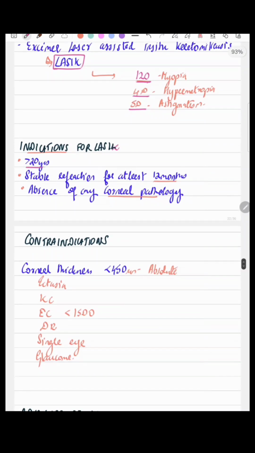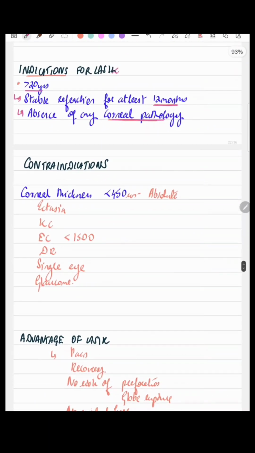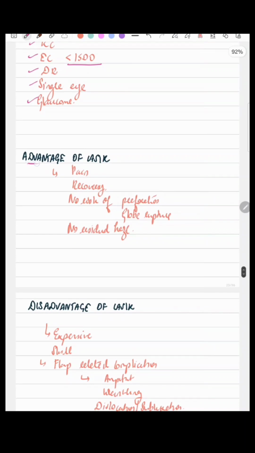the patient should be more than 20 years with stable refraction for at least 12 months and absence of any corneal pathology. Contraindications: when the corneal thickness is less than 450 micrometers, it is an absolute contraindication. Or ectasia, keratoconus, endothelial cell count less than 1500, diabetic retinopathy, single eye and glaucoma. Advantages of LASIK include minimal or no postoperative pain.